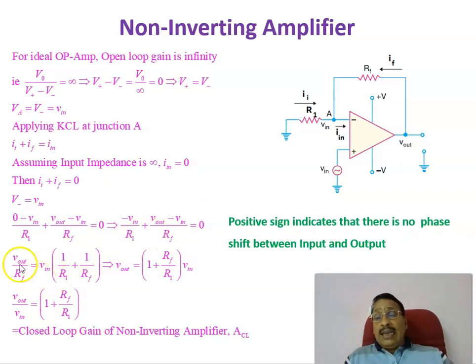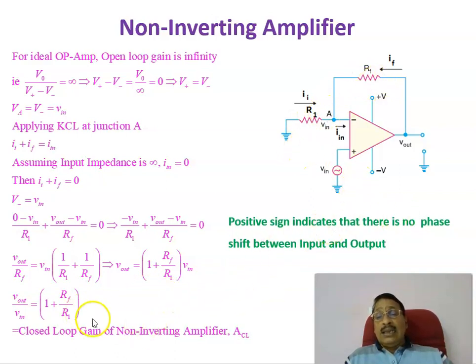Grouping the terms, V out divided by RF equals V in into 1 by R1 plus 1 by RF. Or we can say that V out equals 1 plus RF divided by R1 into V in. So the ratio of output voltage V out to input voltage V in, V out divided by V in, is equal to 1 plus RF divided by R1. Therefore, the gain of a non-inverting amplifier is 1 plus RF divided by R1.